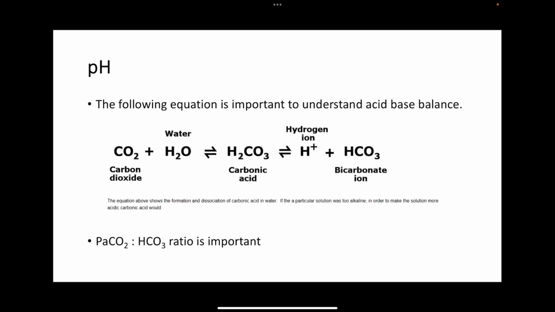To understand the concept of pH, it is important to understand this equation. Now here CO2 and water combine to form carbonic acid, and carbonic acid dissociates to form H plus ions and bicarbonate ions. So this equation shows that CO2 when dissolved in blood becomes an acid. The more CO2 added to blood, the more carbonic acid is produced, which dissociates to release free H plus ions.